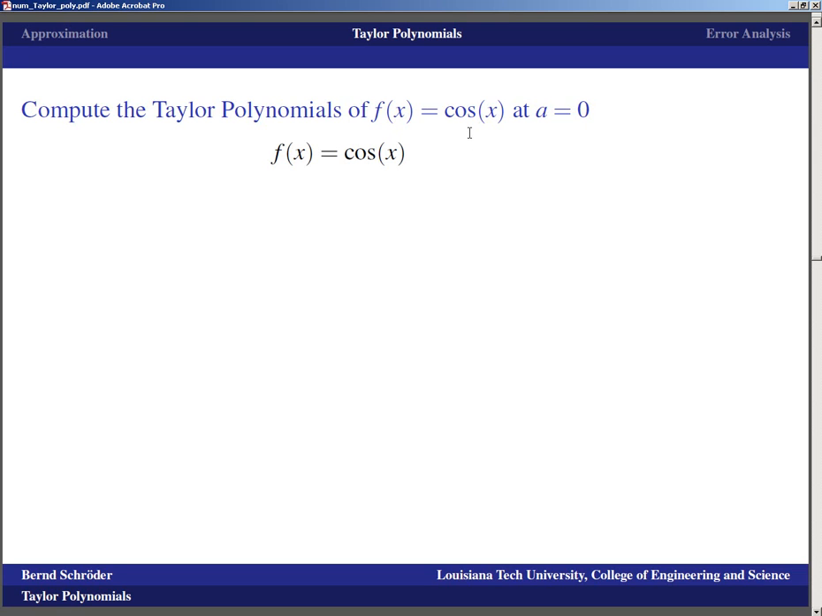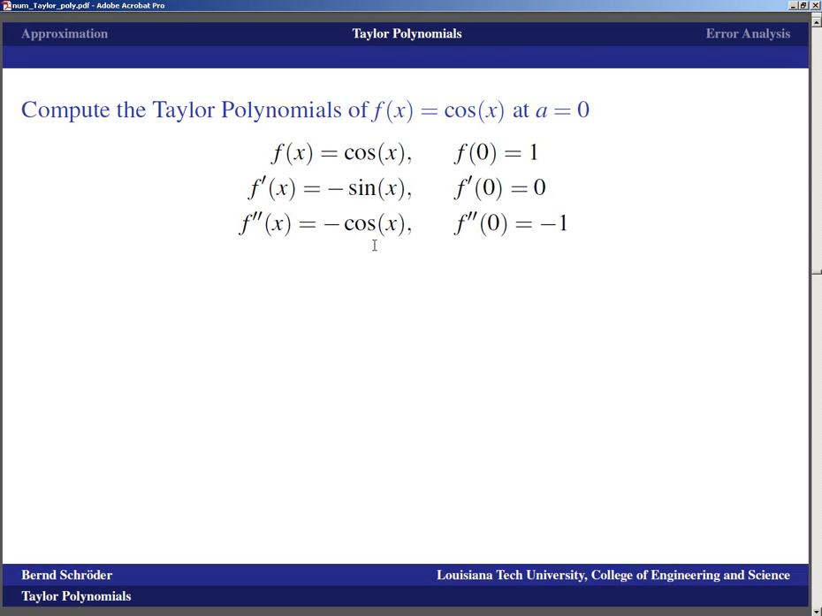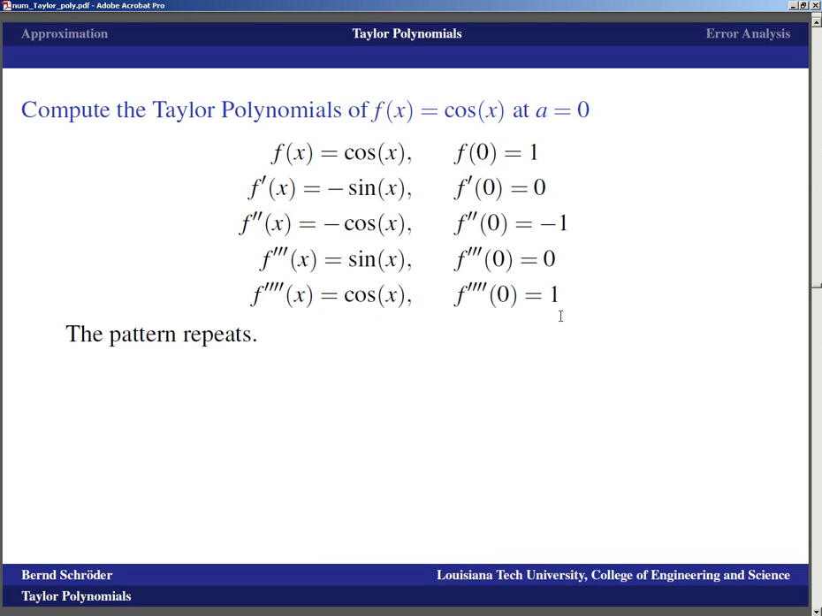Again, well, what do we need? We need derivatives, right? So the function is cosine x, which gives us a value at 0 of 1. The derivative is negative sine of x. The value at 0 is 0. The second derivative is negative cosine x. Its value at 0 is negative 1. The third derivative is sine of x, which has a value at 0 of 0. The fourth derivative is the cosine of x, and the value at 0 is 1. And of course, after that it repeats because we're back at the start.